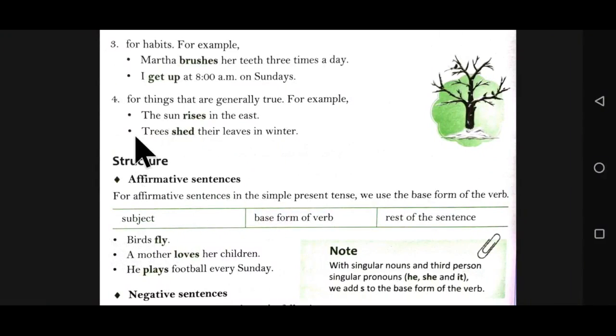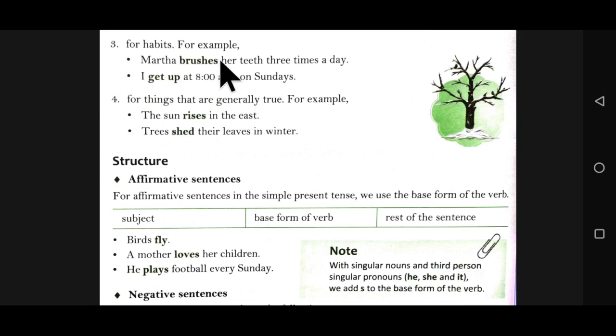Now, the next place where we use simple present tense is to show a habit. Now, a habit is again an action that is done on a regular basis. For example, Martha brushes her teeth 3 times a day. So this is a habit, plus this is an action that is done on a regular basis. So in such a scenario also, we use simple present tense.